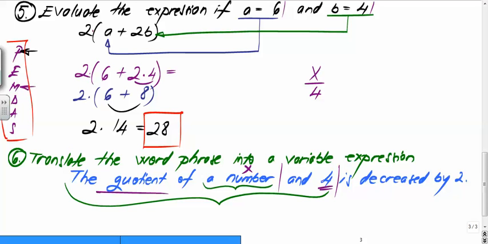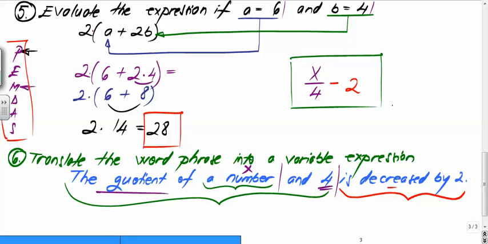Okay, and now the last part says is decreased by 2. When you hear decreased, you're thinking about what operation, what basic operation you're looking for when you talk about decreased. It's getting lesser by, right? So it's getting smaller by 2. Decreased stands for what? For subtraction, right? So I have x over 4 decreased by 2 will be minus 2. And this is the answer to this question, to this problem.